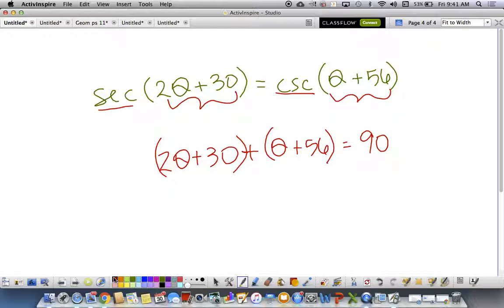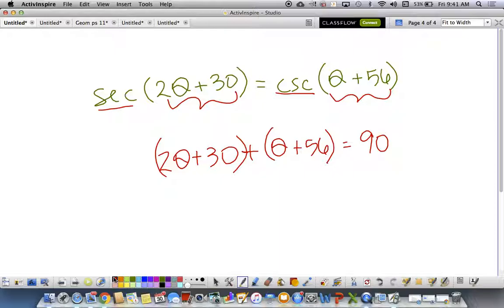90. So 3 theta plus... Okay, wait, so you can just ignore the secant? No, you can't. No, you do not write it, because they have to be co-functions. If I gave you secant and tangent, you can't do it because they're not co-functions. You have to know they're co-functions to be able to do this.